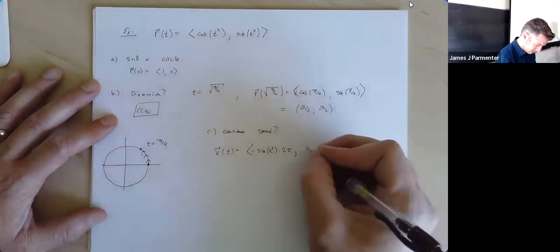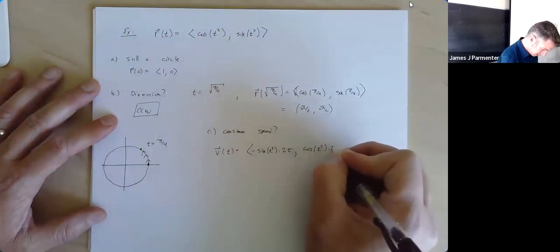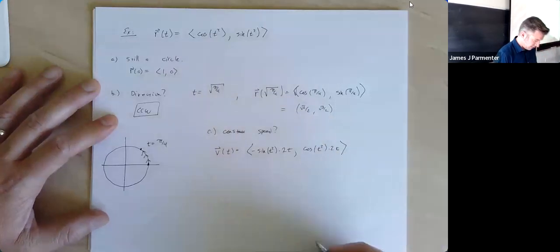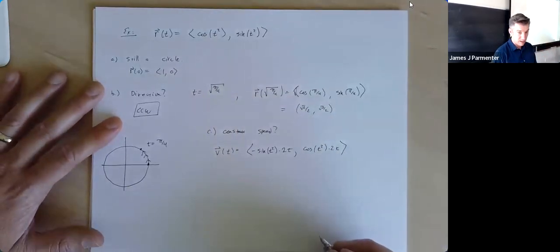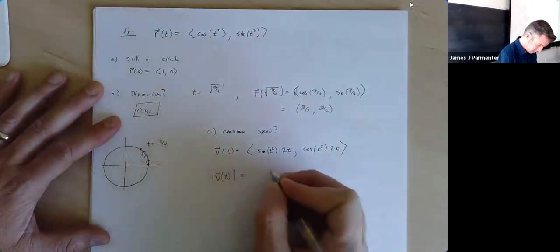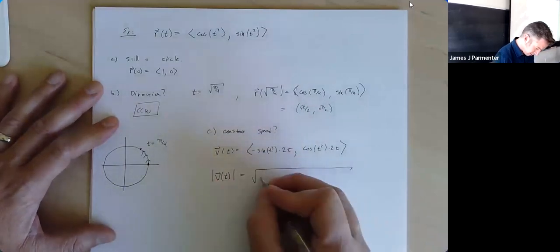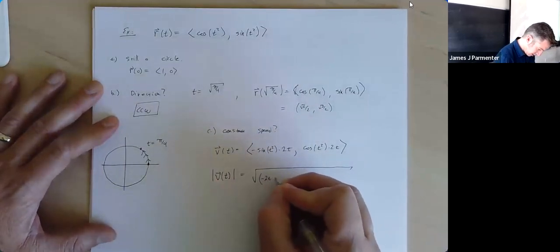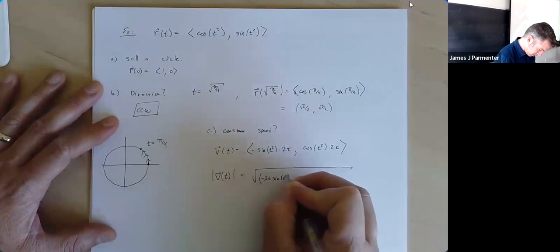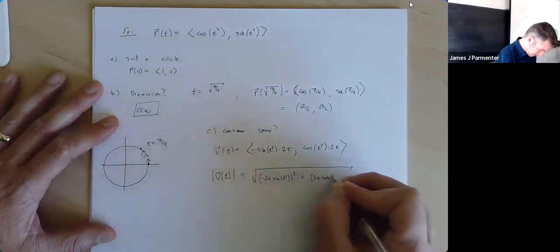And the derivative of sine of t squared is going to be cosine of t squared times 2t. So now if I want to find the magnitude of the velocity, it's going to be the square root of that squared plus that squared. So it's going to be negative 2t sine of t squared plus 2t cosine of t squared.